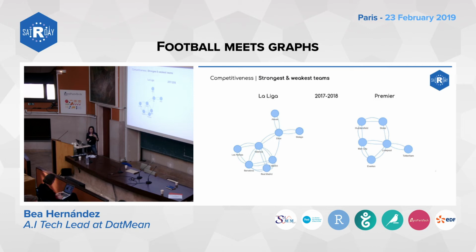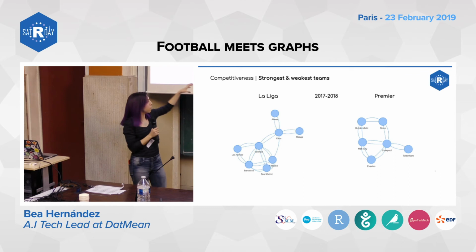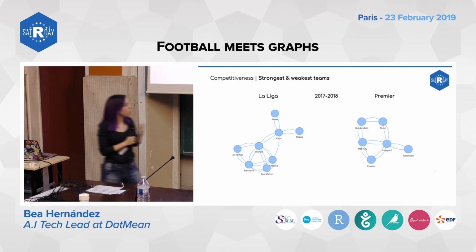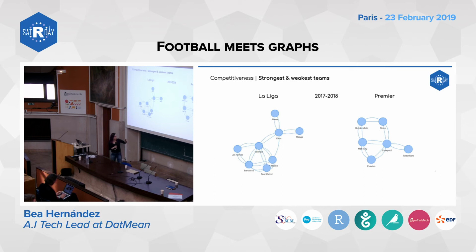In our minds, there are some strong teams and there are some weak teams. In this case, we have Valencia, Real Madrid, Barcelona, and Atletico de Madrid, which are the strongest teams. And then we have Las Palmas, Eibar, Alaves, and Malaga, which are the weakest teams in La Liga. And the same thing happens in the Premier League. You have Manchester City, Liverpool, and Tottenham, I think, as the strongest, and the other three are the weakest. So that is reflected in the data, and we do that with graphs too.